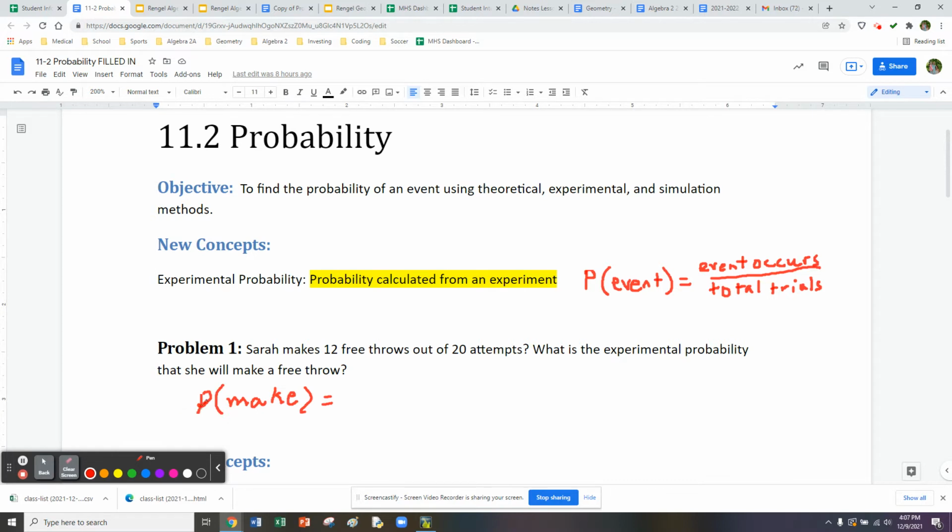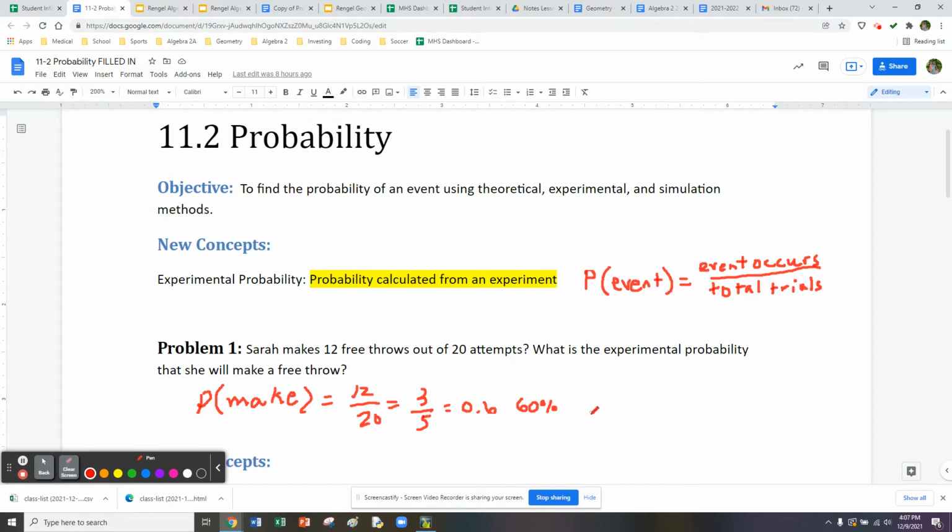So we are calculating the probability of a make, and she made 12 shots, so that's how many times the event occurred, and then the total number of trials would be 20. That's how many times she did the experiment. Then we'll simplify that down. That would simplify down to 3/5. And that could also be written as a decimal 0.6 or as a percent, 60%.